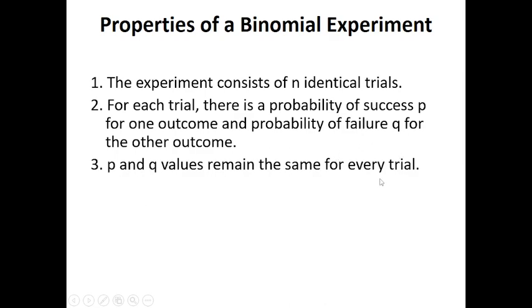Later I'll give you an example of this. Let's say there will be repetition: trial 1, trial 2, trial 3. For every trial, P and Q values remain the same, where P is what we call the probability of success and Q is what we call the probability of failure.